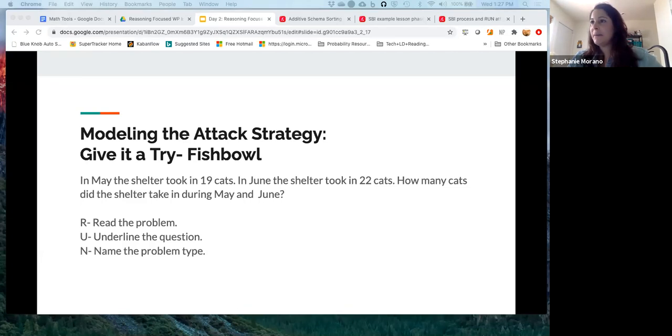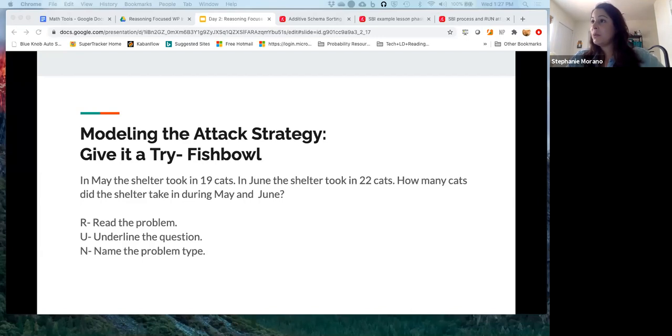I just want to reiterate a couple of points. First, the ATTACK strategy really is about just slowing down and processing the problem. So we want students to read the problem. We also want students to be able to retell it in their own words. So often when we ask students to retell in their own words, they'll read the problem back to us. If they're good readers, they'll just read the problem back. Right? And that's not what we want. We want students to be able to tell us in their own words what's happening in that problem.